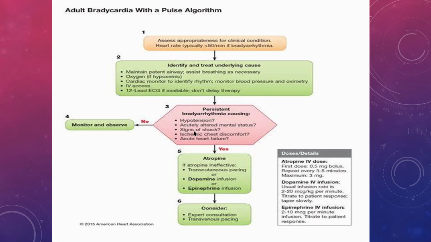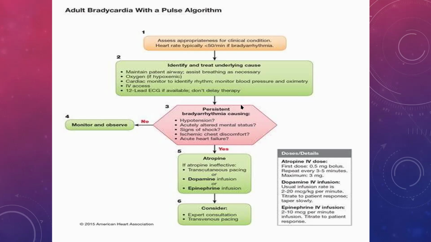and hypotension, of course, leads to an acute altered mental state because there's less blood reaching the brain. You develop signs of shock because there's less blood reaching the peripheries. There's ischemic chest discomfort because there's less blood reaching the heart itself during diastole. And then there's signs of acute heart failure because the heart is unable to contract with any sort of conviction because it's not receiving as much blood.